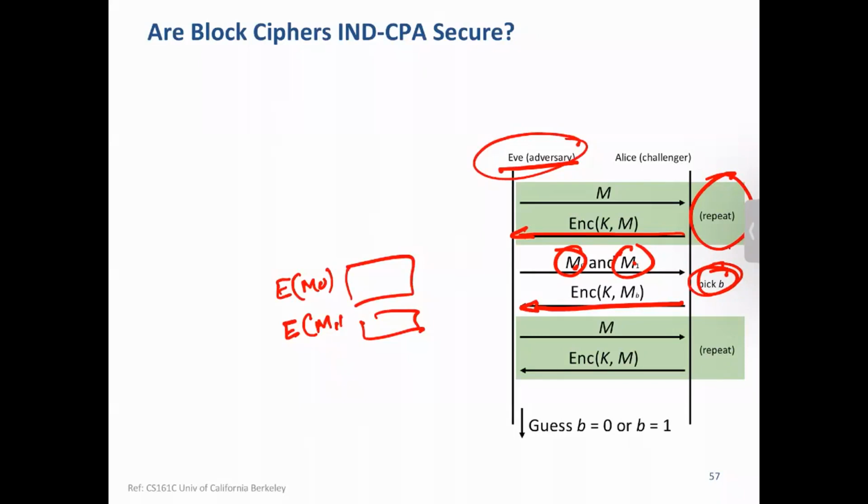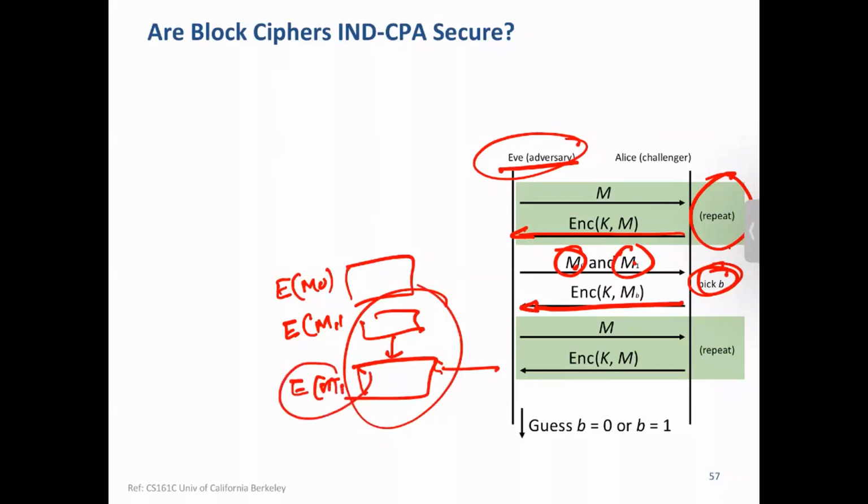When Eve sends M0 and M1 and Alice picks one of them, let's assume Alice picks M1 and then sends the output, then Eve will immediately come to know that it is the same as what she has done, and this text corresponds to M1. So we say that because keys are not used one time, hence it is not IND-CPA secure.